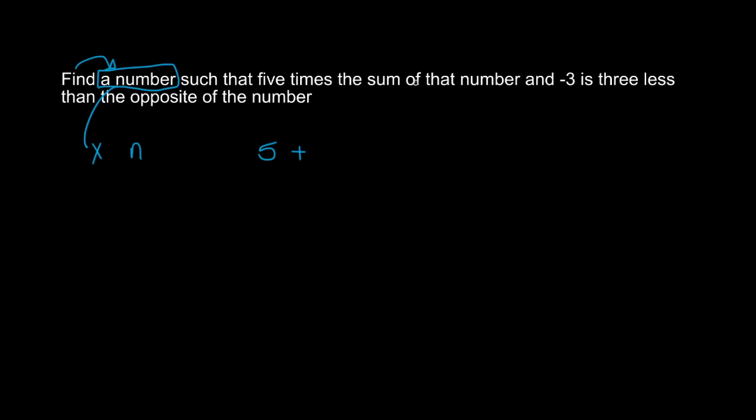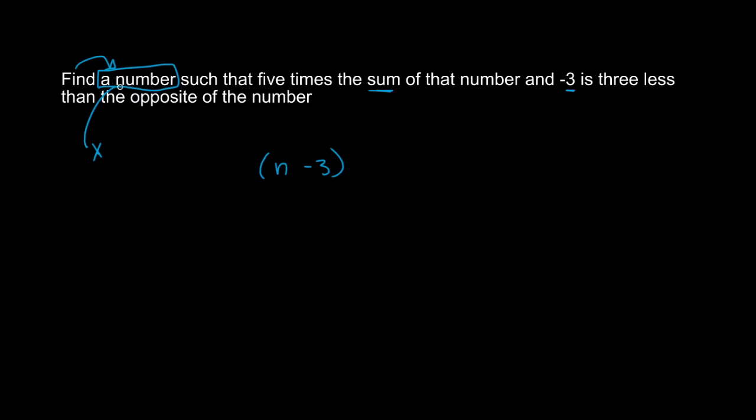Okay, so 5 times the sum of that number and negative 3. Okay, so we know it's 5 times something, and we know there's a sum there, and we know there's a negative 3 there, so it starts getting confusing. So let's try again. Well, we know x is a number, and we know that there's a sum of this number and negative 3. But they're not actually summed together, they're actually subtracted together. And then, let's try this again.